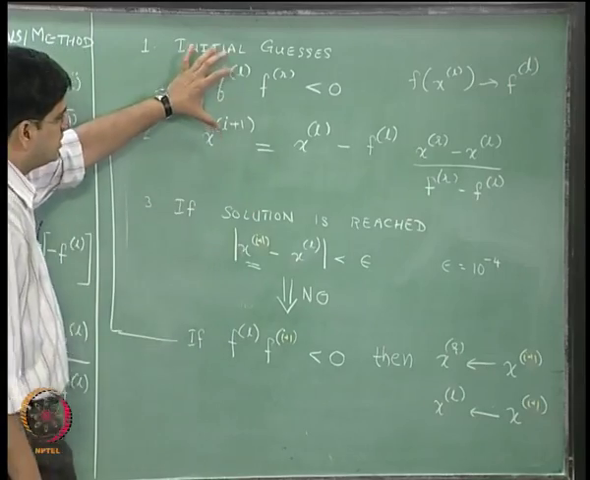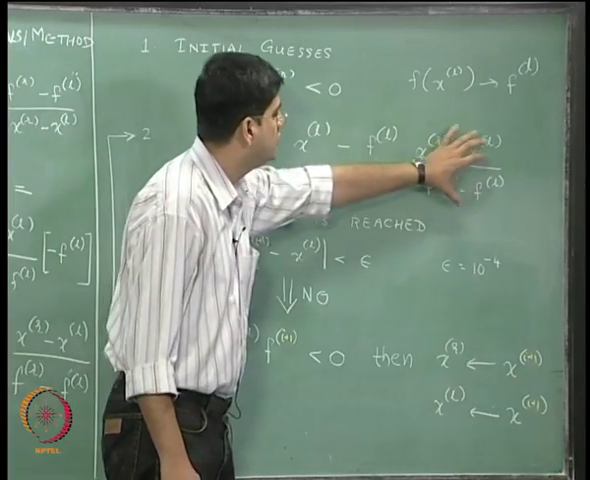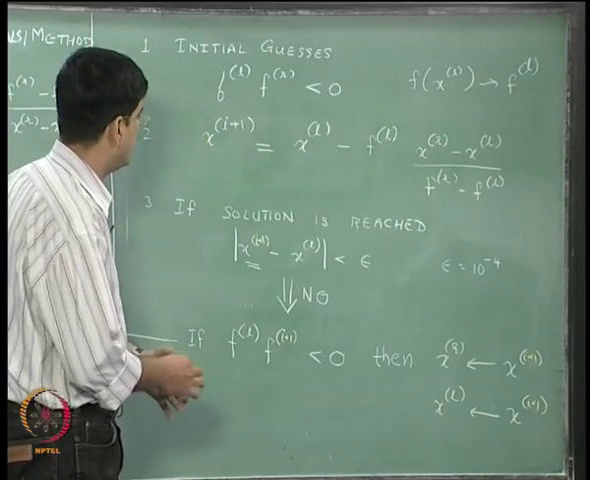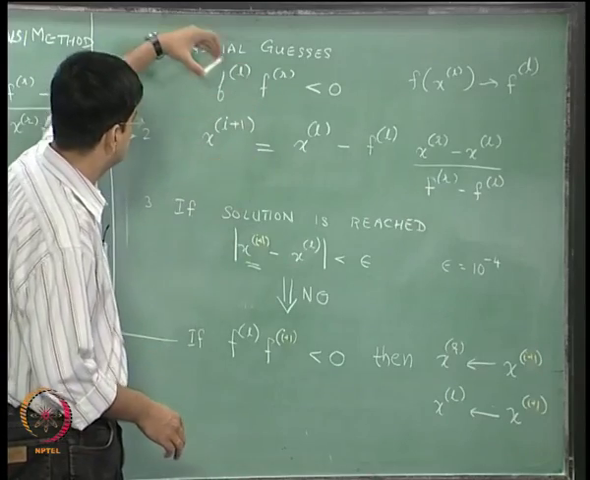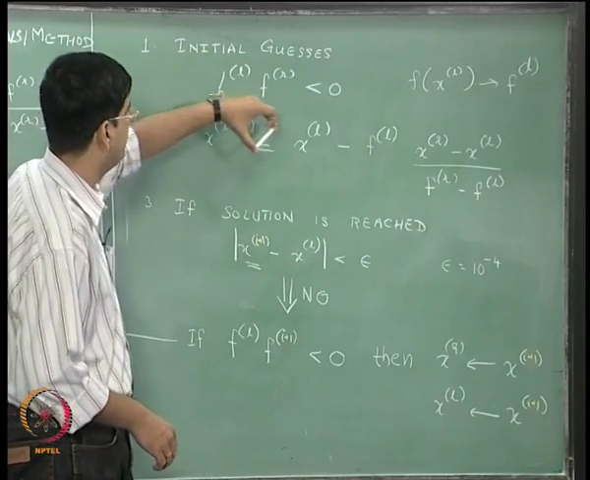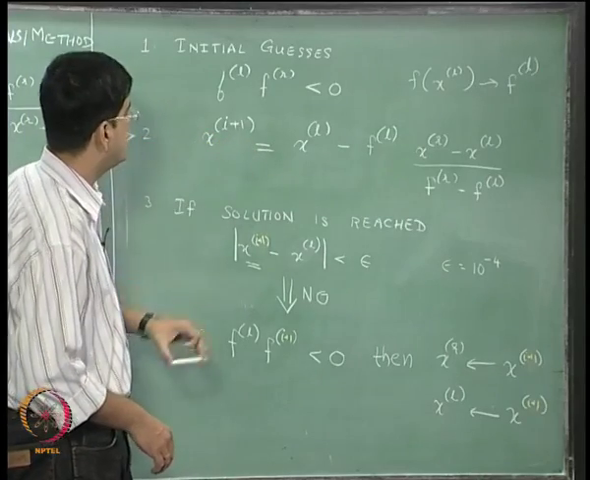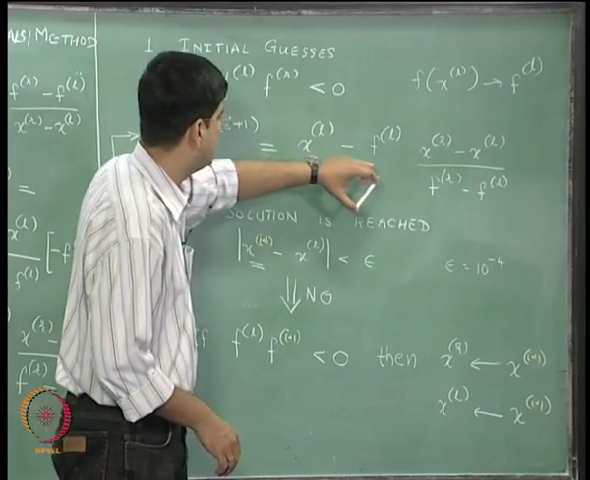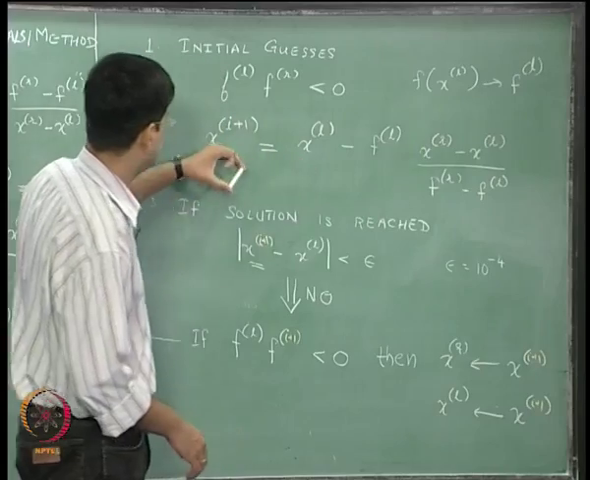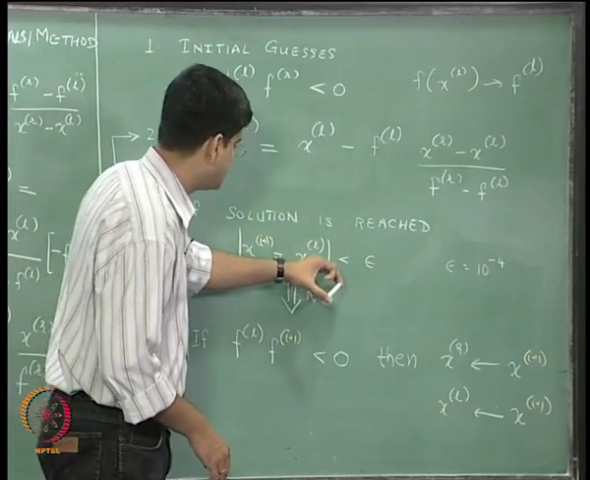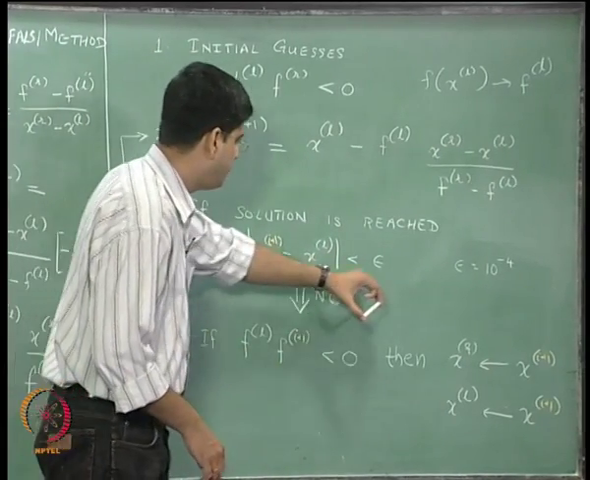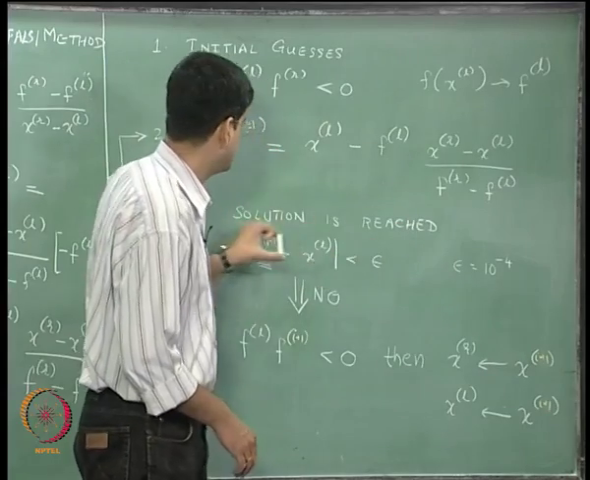Okay, and this is what we will get as the overall algorithm. So we will choose fl, we will choose fr, we will then use this particular expression in order to get the new value of xi plus 1, compare xi plus 1 with xl. If it is less than epsilon, the solution is reached.